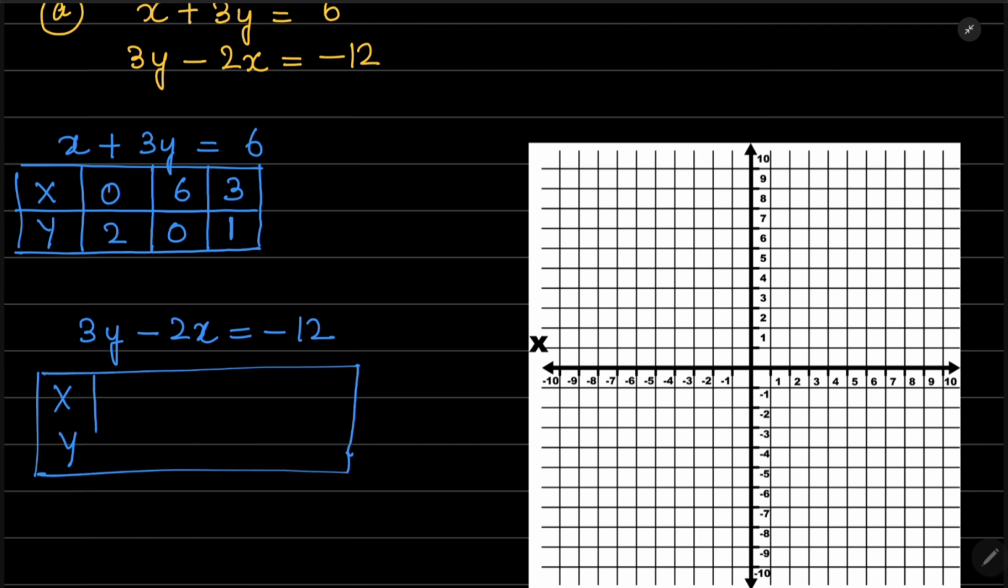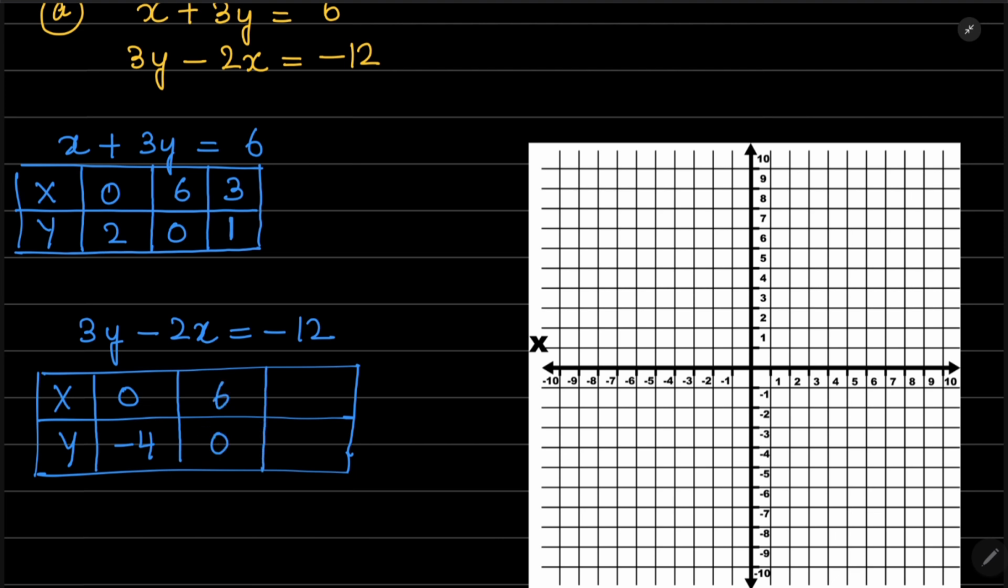So the very first thing, if x equal to 0, what will be your y? If x is 0, then 3y equal to minus 12, y will be minus 4. This is the first point. If y is equal to 0, what will be your x? X will be 6.